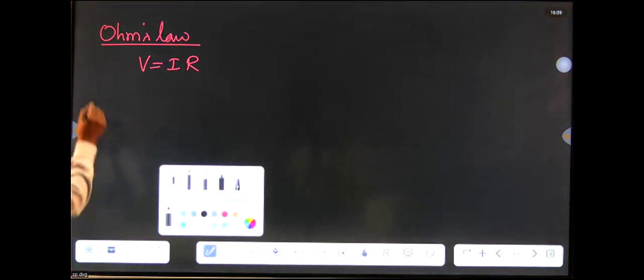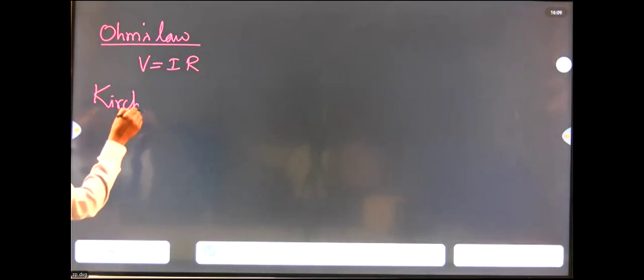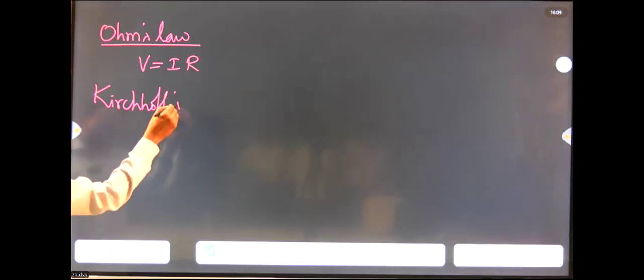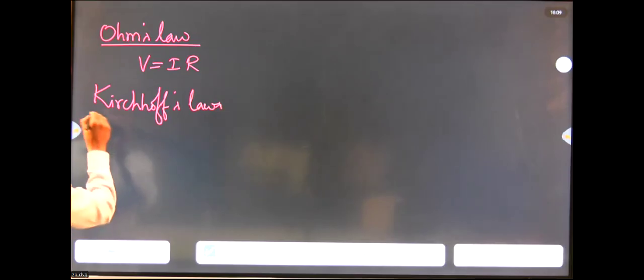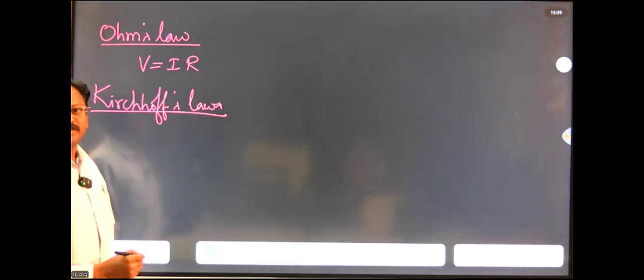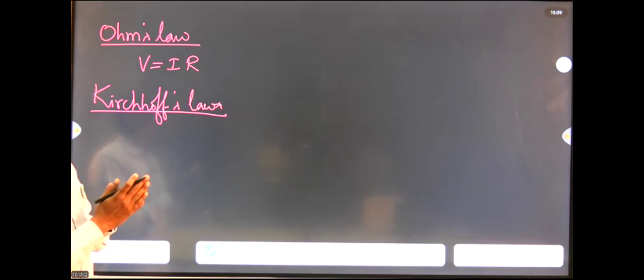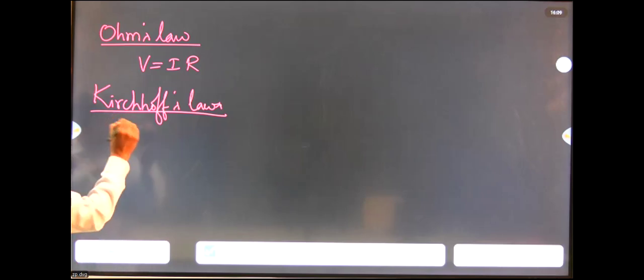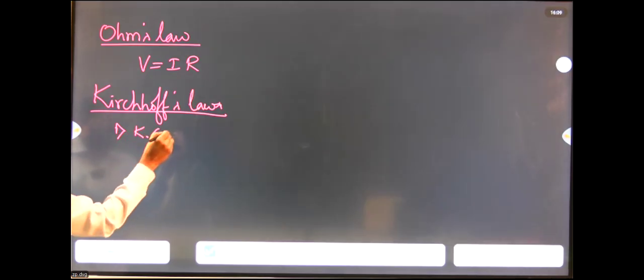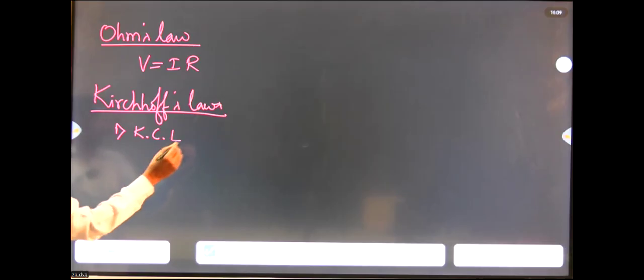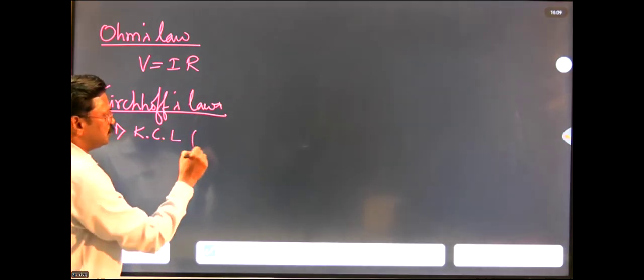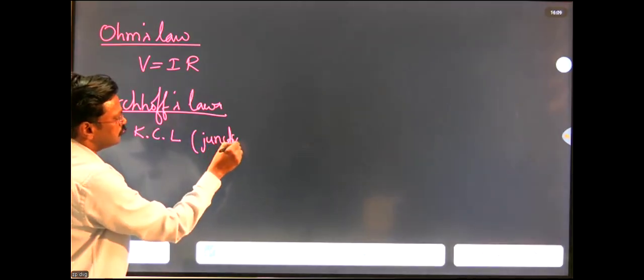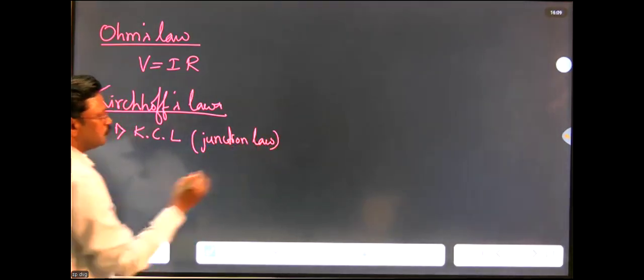So let's move on to next, Kirchhoff laws. Kirchhoff laws are applicable for networks where the series and parallel combination of resistors is not sufficient to resolve. If you need to find out the value of an unknown quantity in a network, then we can use these Kirchhoff laws. There are two laws. One is called Kirchhoff's current law, KCL. This is applicable for a junction or node. This is also called the junction law.